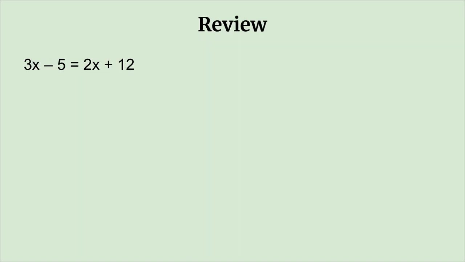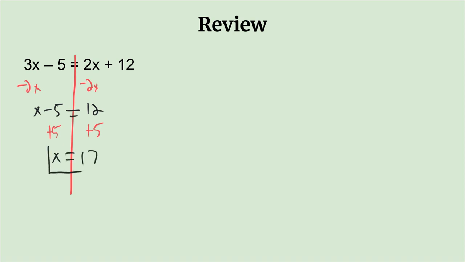A little review of just working on solving equations. So here, usually what we'll do is we'll draw a line through the middle to remind us whatever we do on the left side, we do on the right side. And now we're trying to get our x's together and then our constants together. So we're going to subtract 2x from both sides. That way the x stays positive. So we've got x minus 5 equals 12. And then we add 5 to both sides. And we get x equals 17.